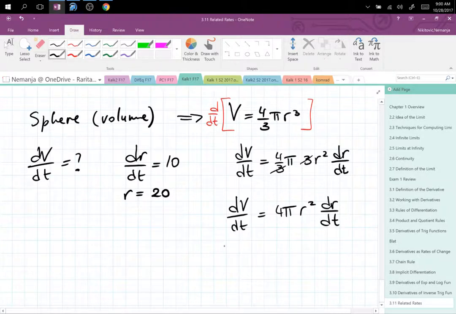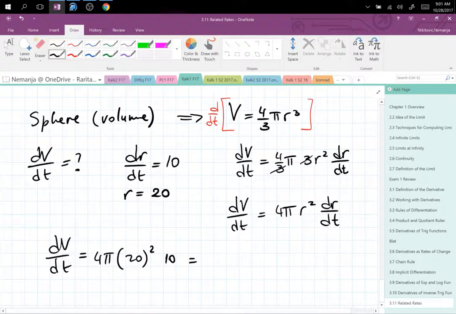We are looking for dV/dt. So dV/dt we're looking for is 4 pi times 20 squared. That's the radius, times 10. So that's 400 times 4 is 1600, times 10. Right? Inches cubed per minute.